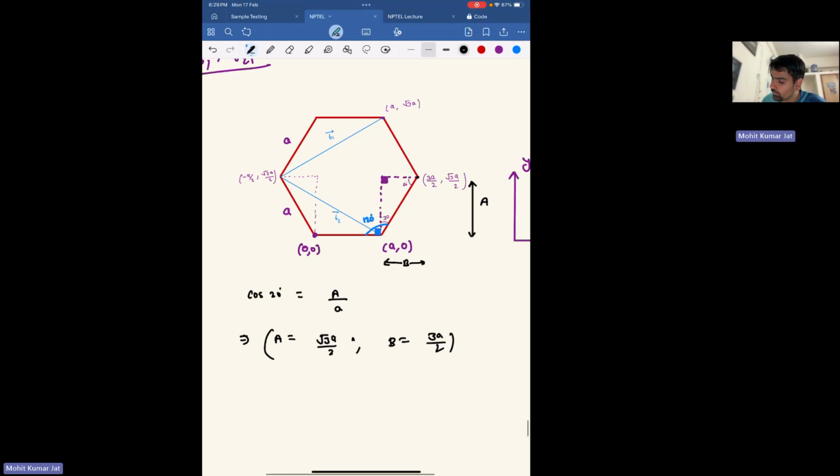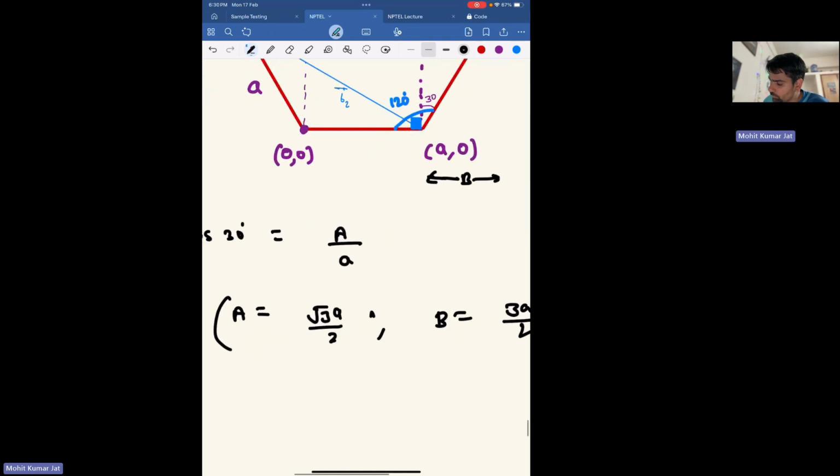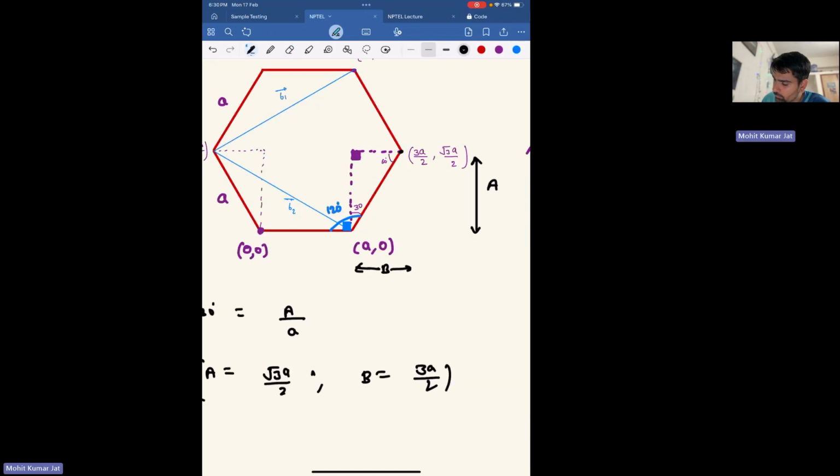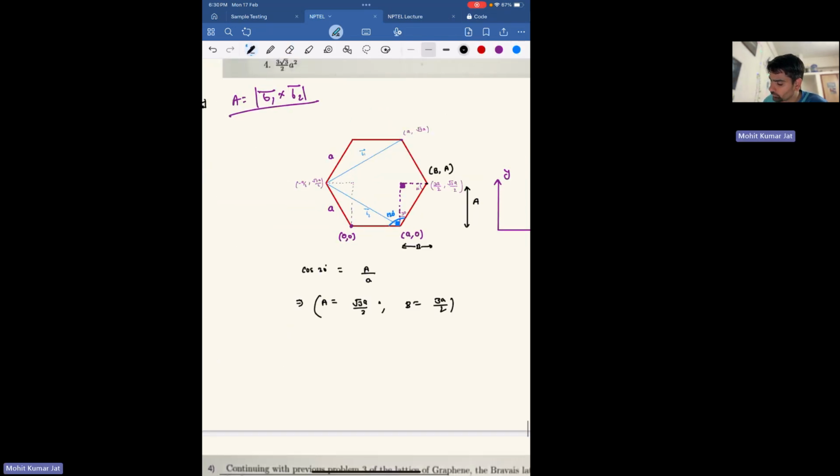So the coordinate of this point will be AB, and that will be 3A by 2, root 3A by 2. Okay, sorry, it should be BA. Coordinate should be X and Y, not Y and X. So the coordinate will be 3A by 2 and root 3A by 2. Similarly, after doing some mathematics, at this point I can estimate the coordinate of this point, minus A by 2 and root 3A by 2.